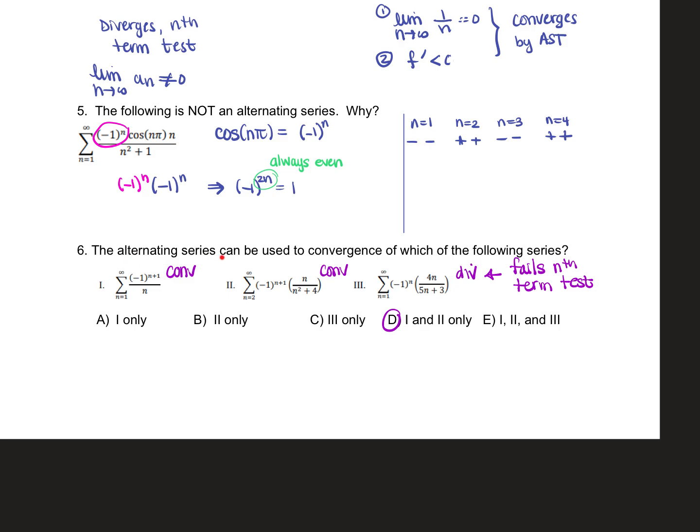Number 6, the alternating series can be used to converge into which of the following? That would converge by AST, converge by AST, diverge by nth term test.